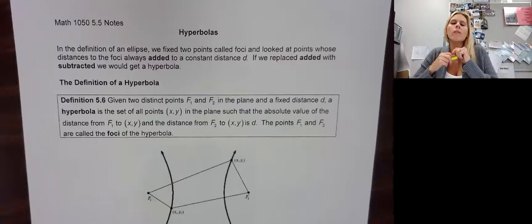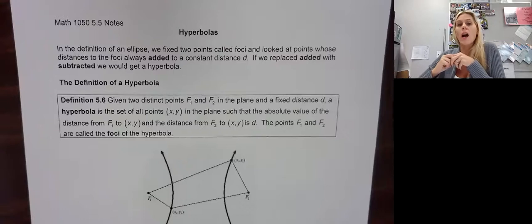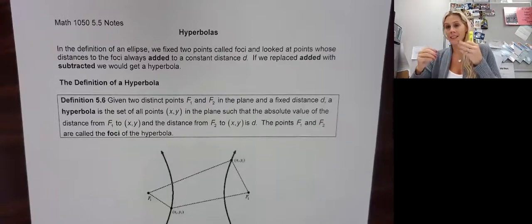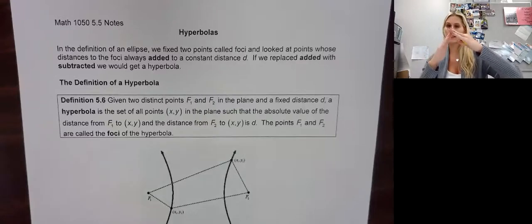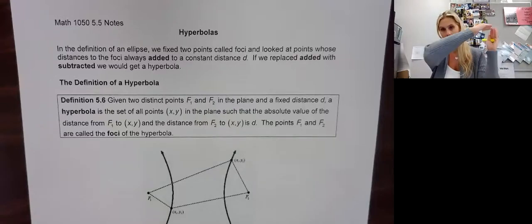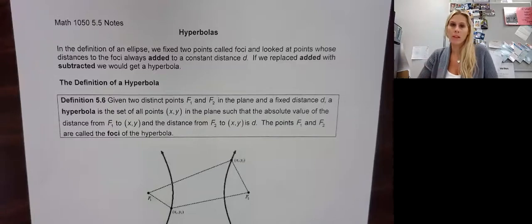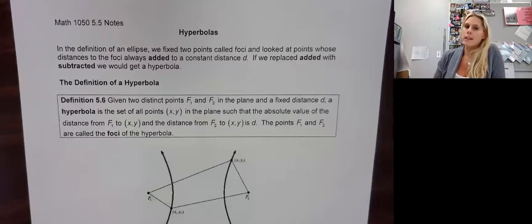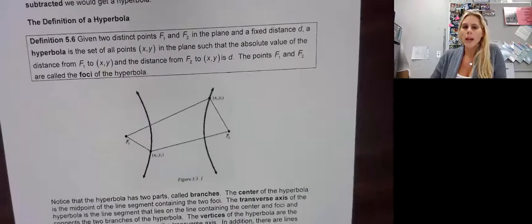In the definition of an ellipse, we fixed two points called foci and looked at the points whose distances to the foci always added to a constant distance d. Remember, this distance and this distance added to the same d for any point. If we replace added with subtracted, that's what we get with hyperbolas. So let's look at the picture of it.